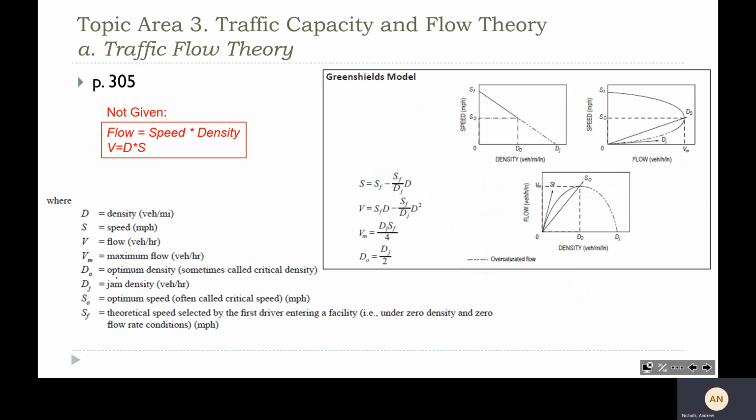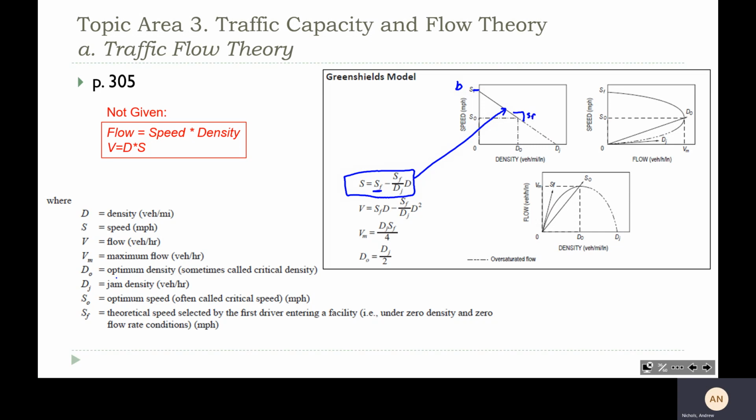Now let me jump back here. We just talked about these. This equation describes this line here. This is just y equals mx plus b. So b is SF, so this is b. And then we have the slope of this line.